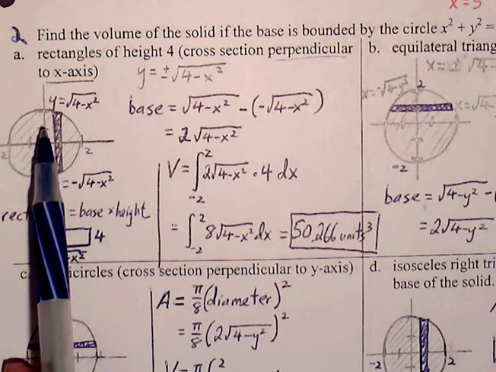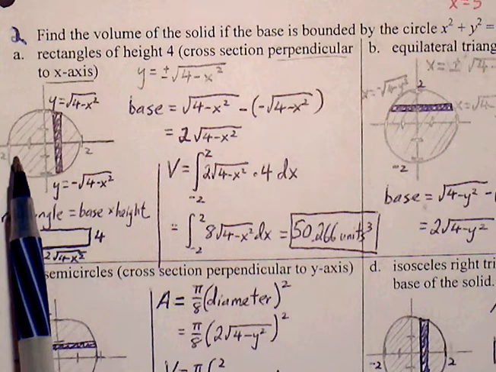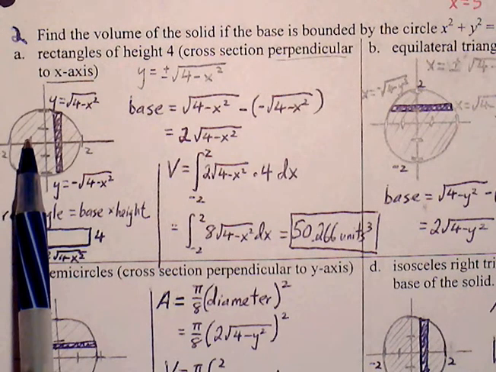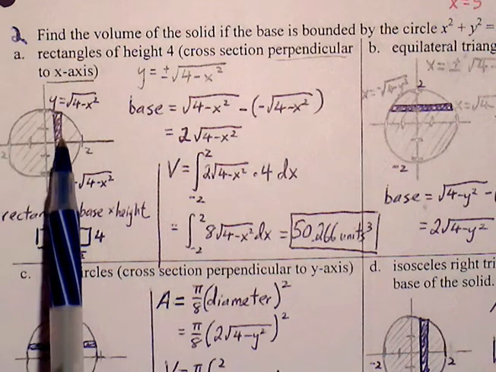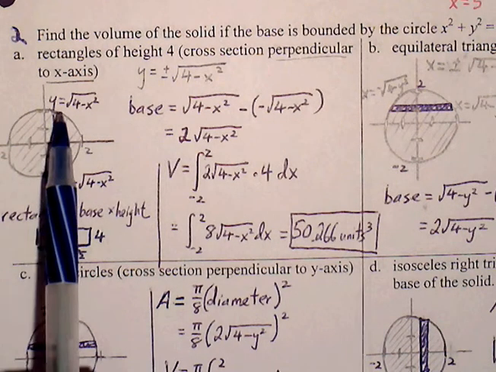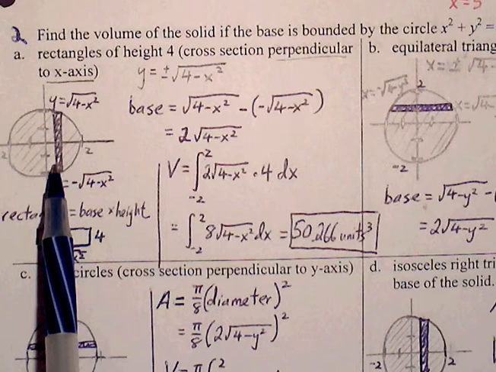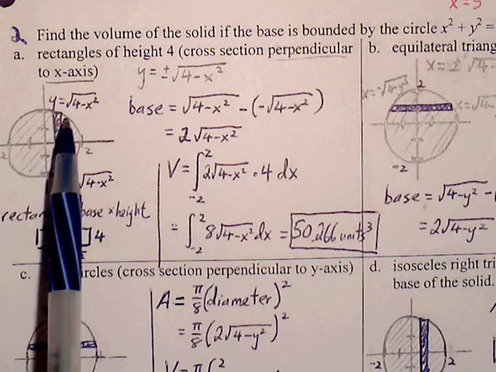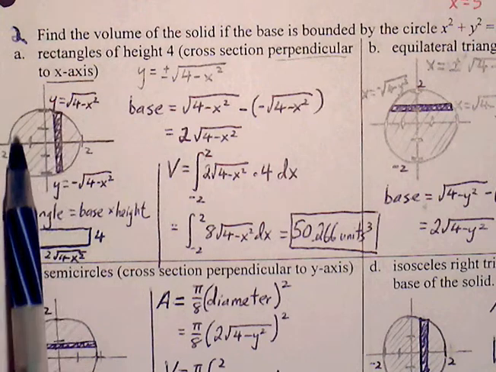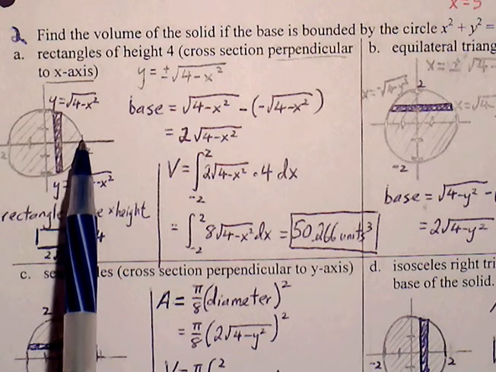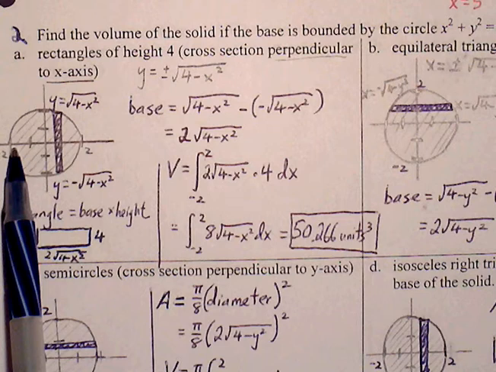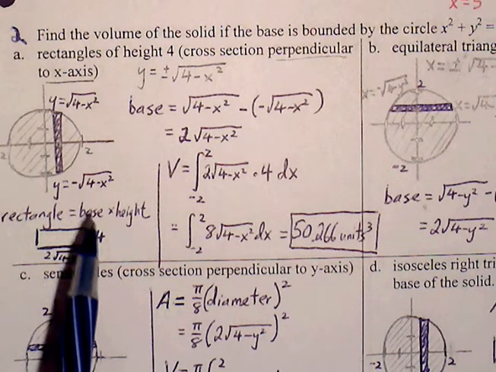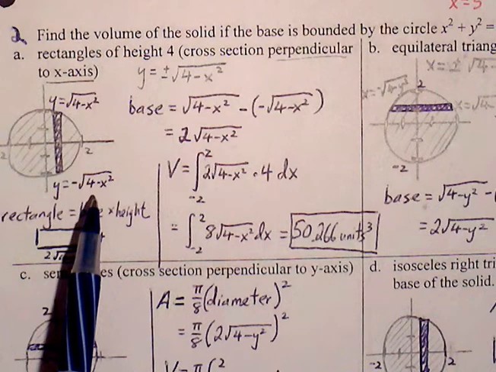And we are drawing bases that are perpendicular to the x-axis. So the x-axis is horizontal. Perpendicular means we're going to be making it vertical. So we're drawing a vertical base. We're going to have to go through top minus bottom. Everything has to be in terms of x, so we solve for y. So the top graph is y equals root 4 minus x squared. The bottom graph is negative root 4 minus x squared.